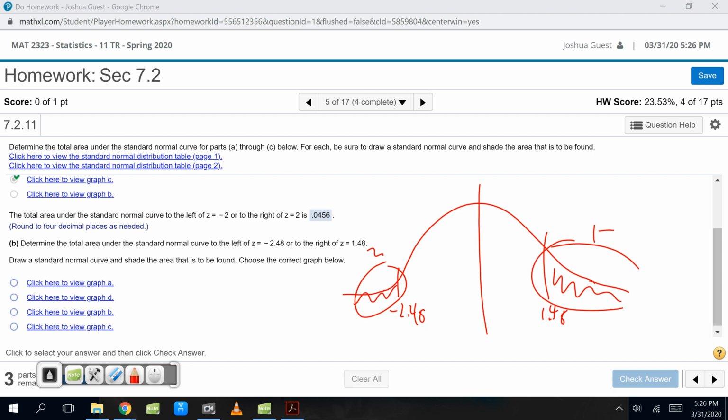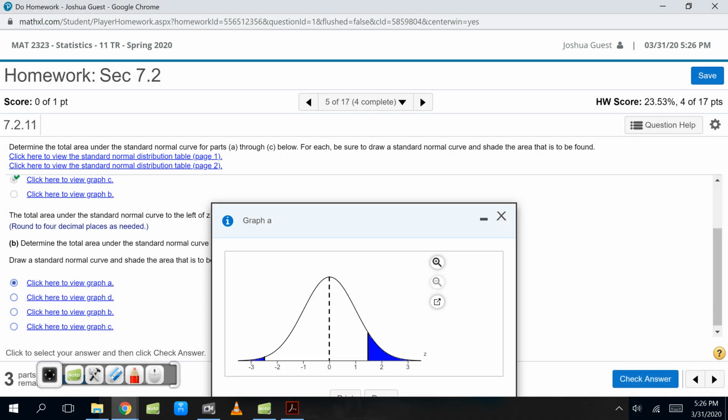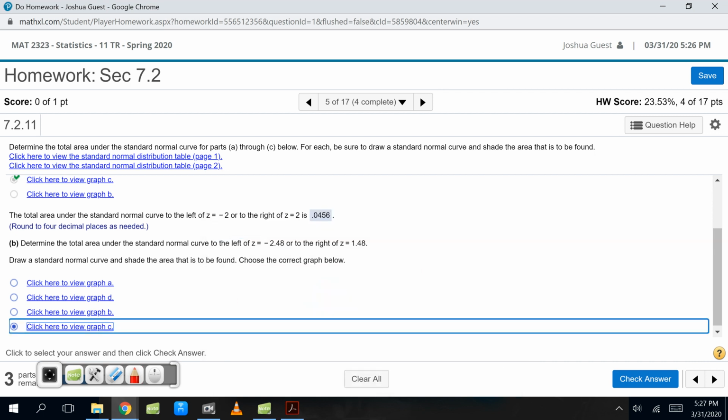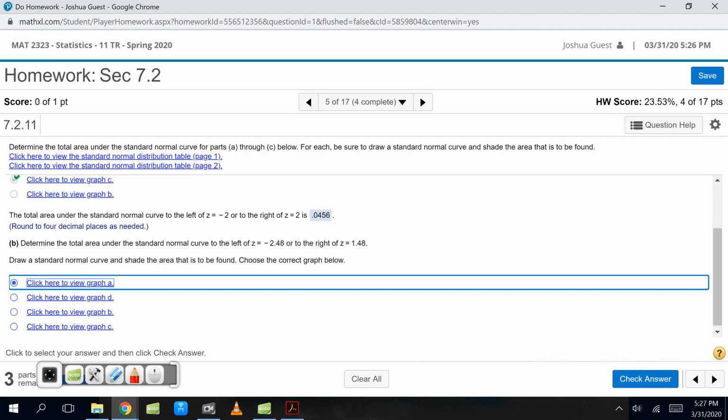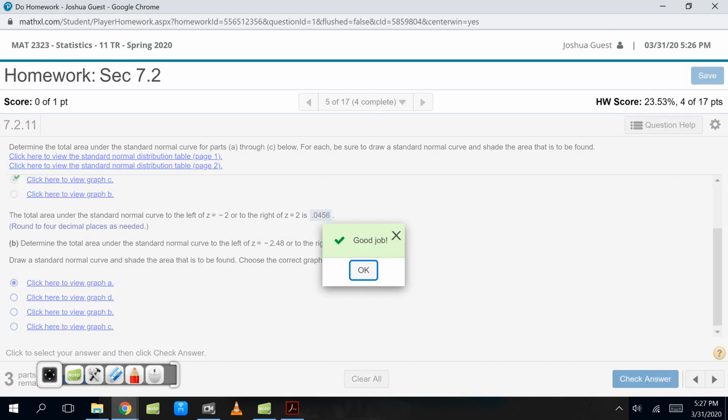Okay, so let's pick out what the graph looks like. Let's look at this one. Negative 2.48, 1.48. This actually looks really good. We're outside of them. Let's look at the rest of them to see. That one's garbage. This one is also garbage. And then this last one here is also garbage. It's not outside those things. So it is most definitely A. We're going to pick A and choose it.